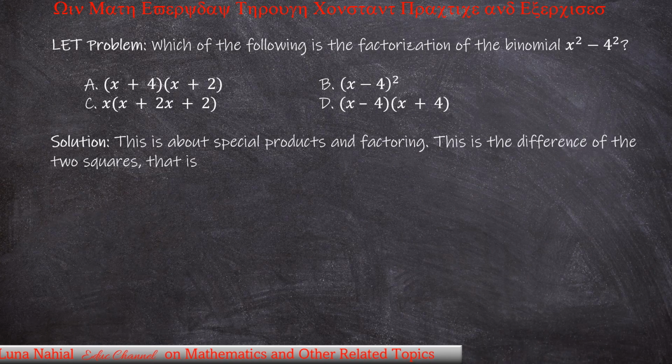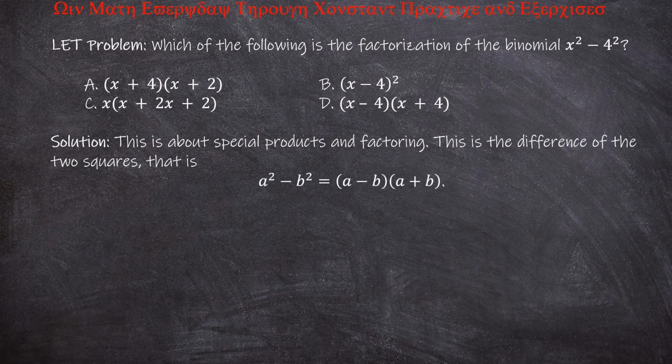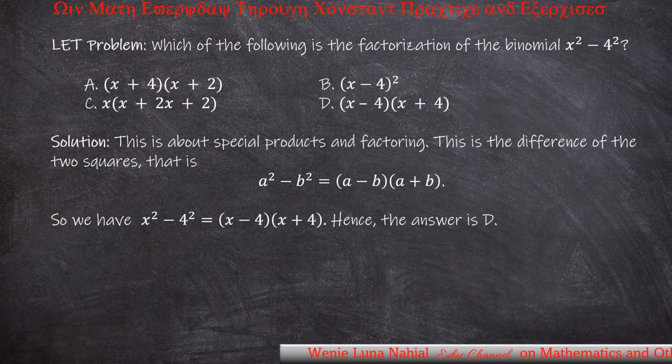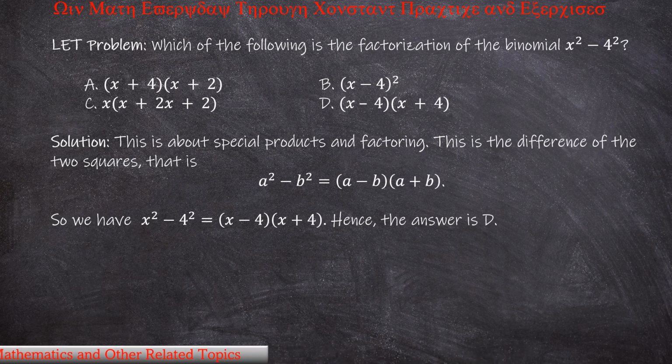Now, for the solution, this is about special products and factoring. This is the difference of two squares. That is, a squared minus b squared equals the quantity a minus b times the quantity a plus b. So applying this one, we have x squared minus 4 squared, that is equal to the quantity x minus 4 times the quantity x plus 4. Hence, the answer is D. Next problem.